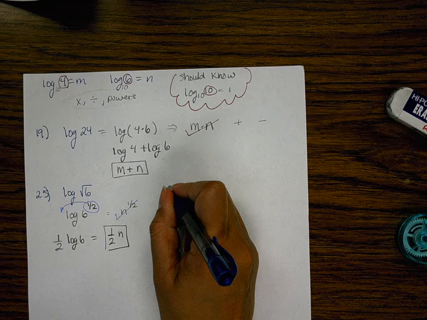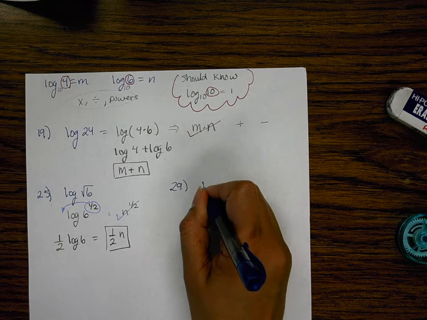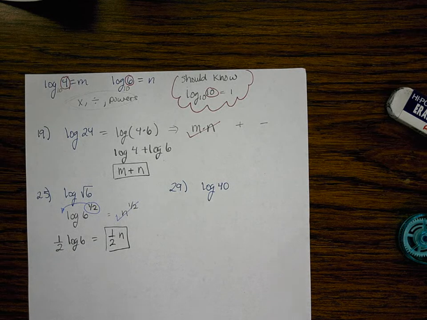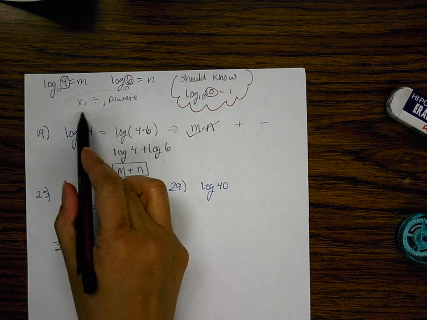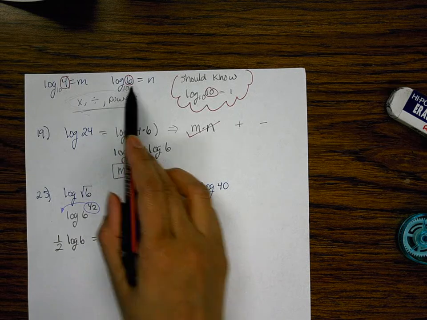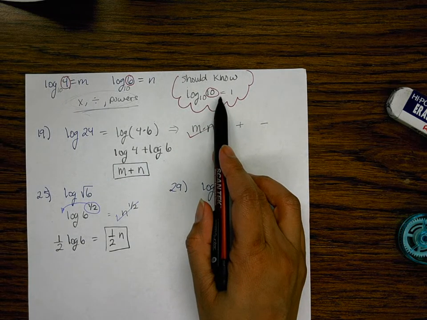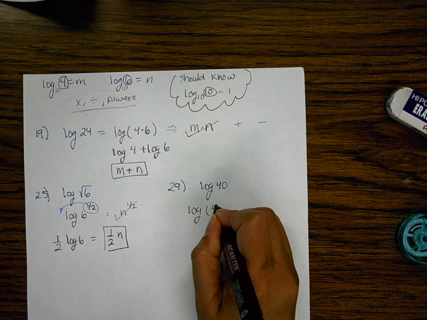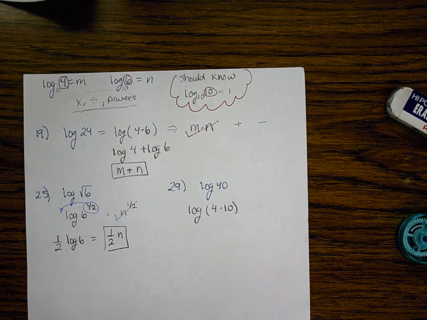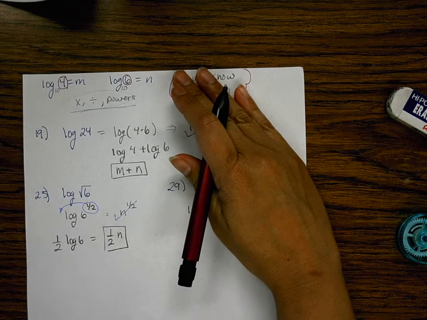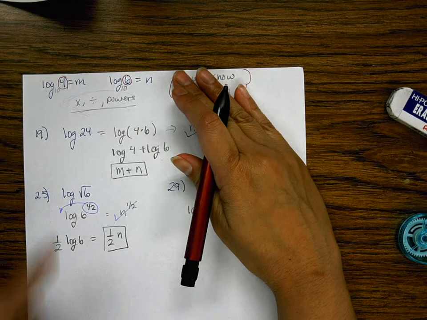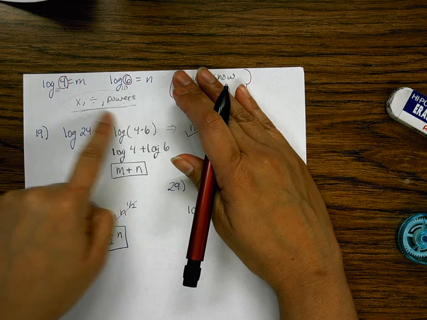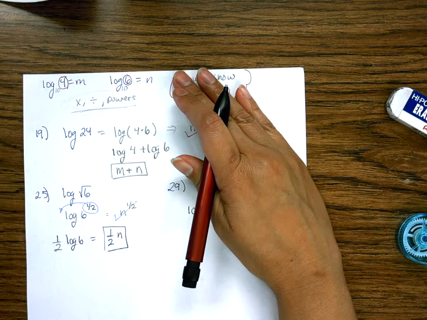Okay, next one is 29, log of 40. Now here's where kids start to struggle. Remember, I can use multiplication, division, and powers, exponents, using 4 and or 6 and or 10. Now I'm hoping you can see we're going to use 4 and 10 because log of 40 is log of 4 times 10. Now if you forget the should know, then you're never going to get the 10 because there's no way to get 10 using these two numbers. Kids will say, oh, 4 plus 6, but I can't use addition. I can only use multiplication, division, and powers. Why?